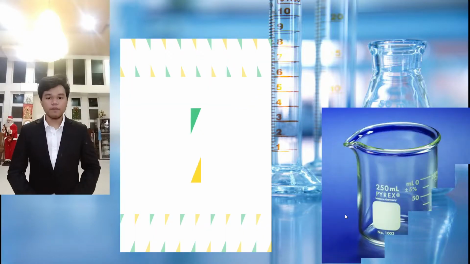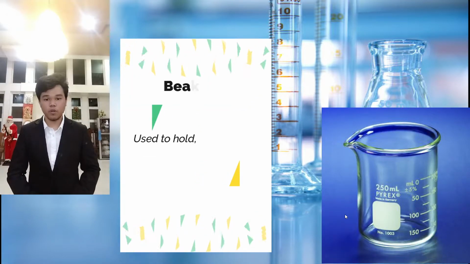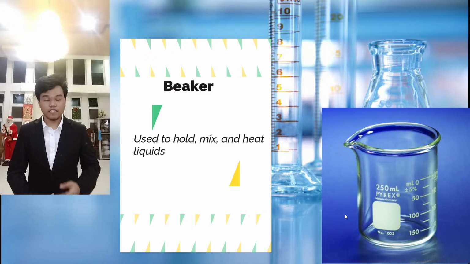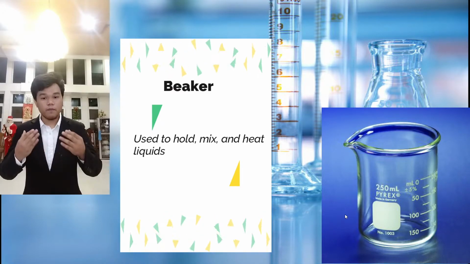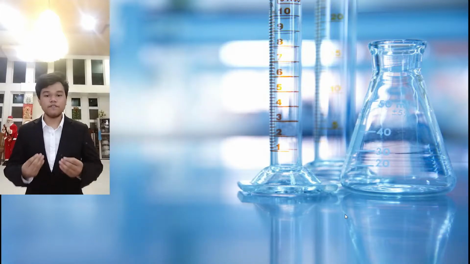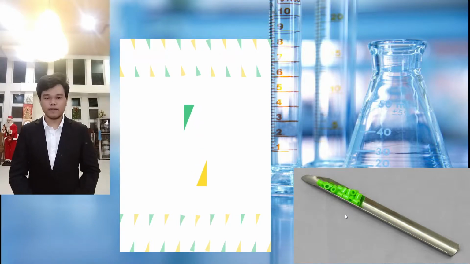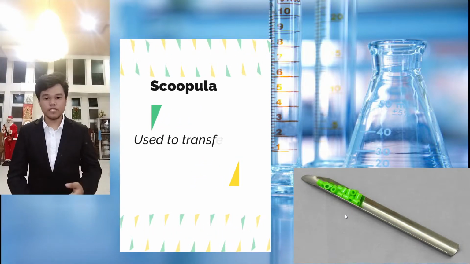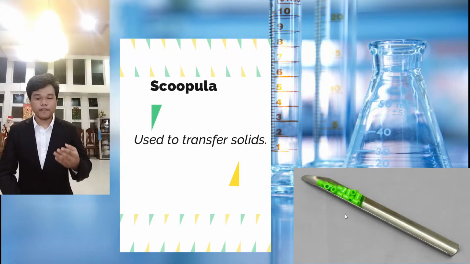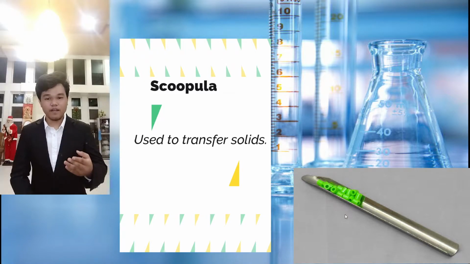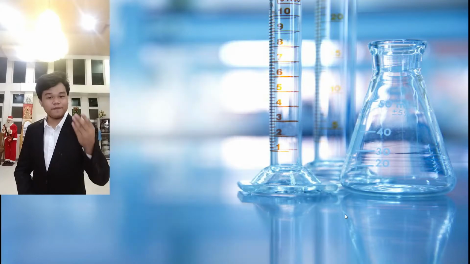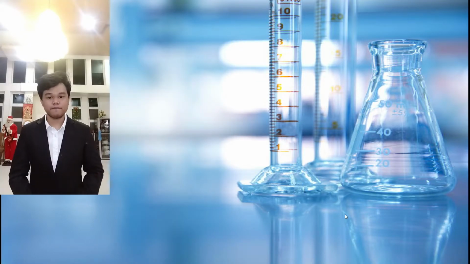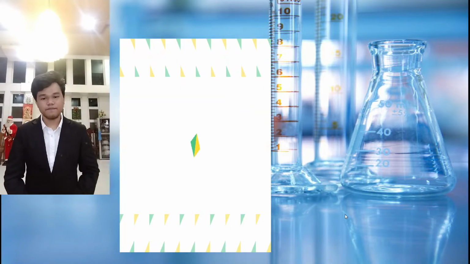Number 3. Beaker. The beaker is used to hold, mix, and heat liquids. This is the specific tool when using or mixing different types of liquid. Number 4. Scoopula. Scoopula is used for transferring solids, and it has a brand name of a spatula-like scoop utensil. Number 5.